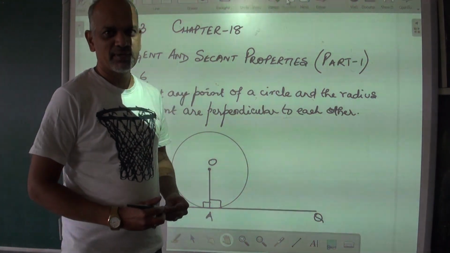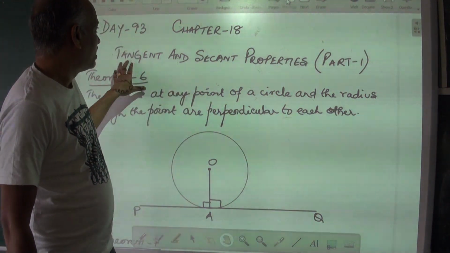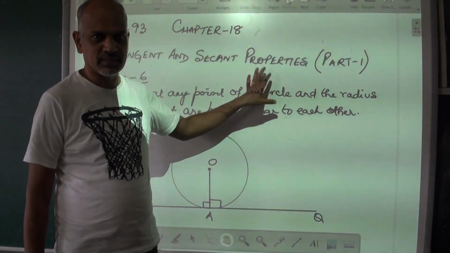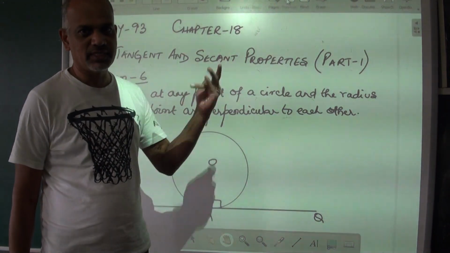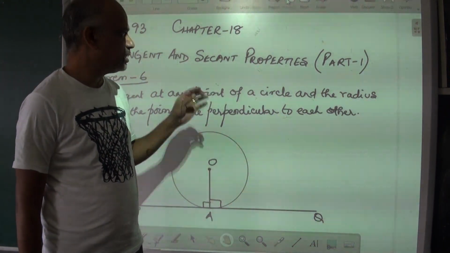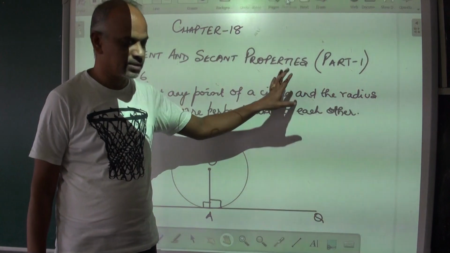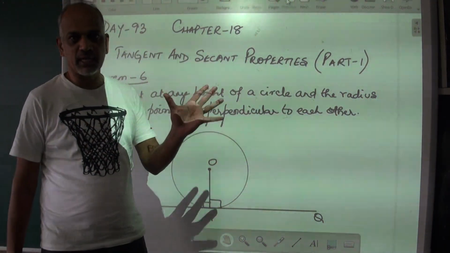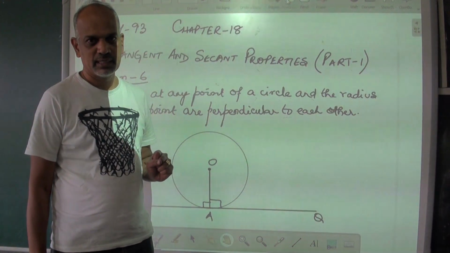This is the last chapter of your syllabus. It's chapter number 18, tangent and secant properties. This is the chapter on circles. First chapter was about chord properties, now about tangent and secant properties. Now, we have seen 5 properties already in the previous chapter about circles.